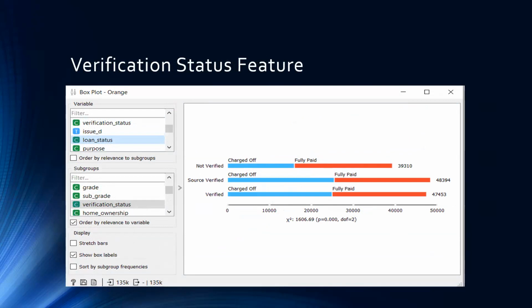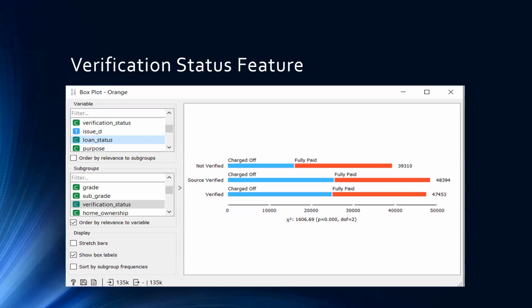If you look at this box plot, since it's categorical information in the verification status, we only see the numbers there, the total numbers. Verified, not verified, etc. And it shows the distribution of the target value, charged off or fully paid. Under the diagram, you see the chi-square, which is 1,606, and the p-value and DOF value.